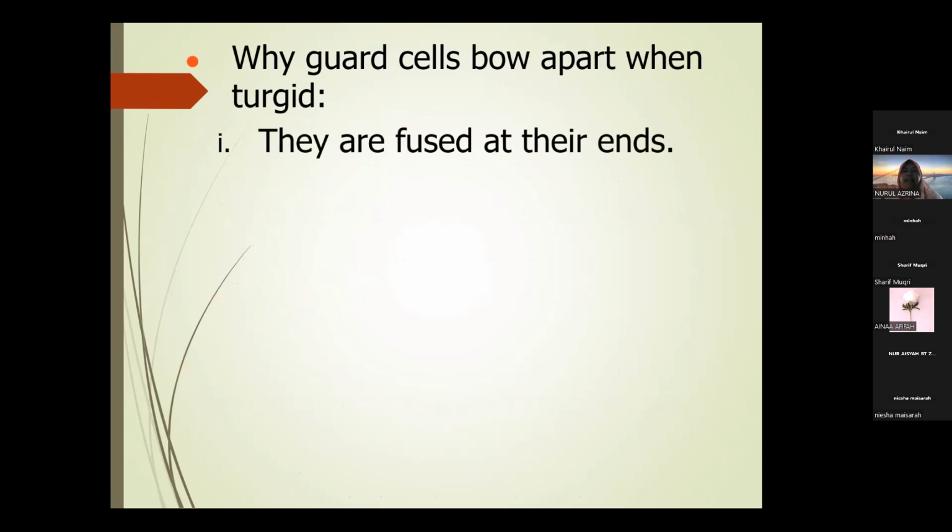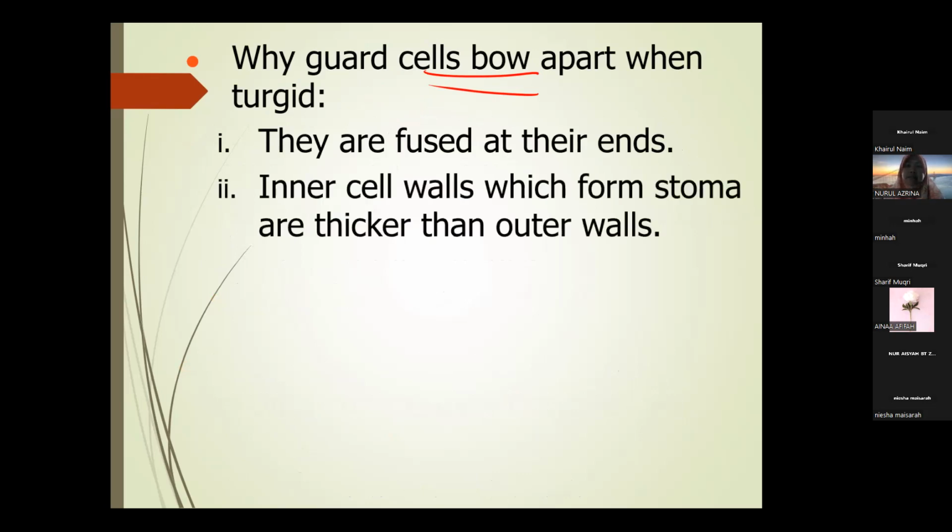Okay. So why do the guard cells bow apart? Kenapa dia melengkung, bow? Kan? Why does the guard cell bow when it is turgid? The first reason is because they are fused at the end. Yang tadi kita cakap tu. The guard cells are not arranged like this. This is one guard cell, this is another guard cell, but they are fused at the end like this. Okay, fused at the end. Right? So what happens? When it is turgid, nak tak nak, it will bow because they are fused at the end. Okay, kalau dia tak bow, dia akan macam ni.